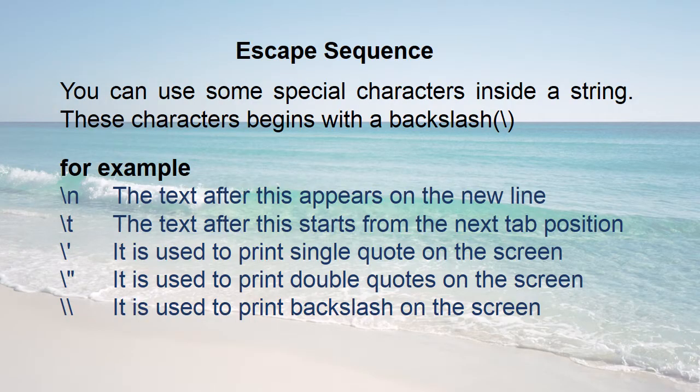Escape sequence: you can use some special characters inside a string. These characters begin with a backslash. For example, \n: the text after this appears on a new line. \t: the text after this starts from the next tab position. \': it is used to print a single quote on the screen. \": it is used to print double quotes on the screen. Double backslash: it is used to print a backslash on the screen.